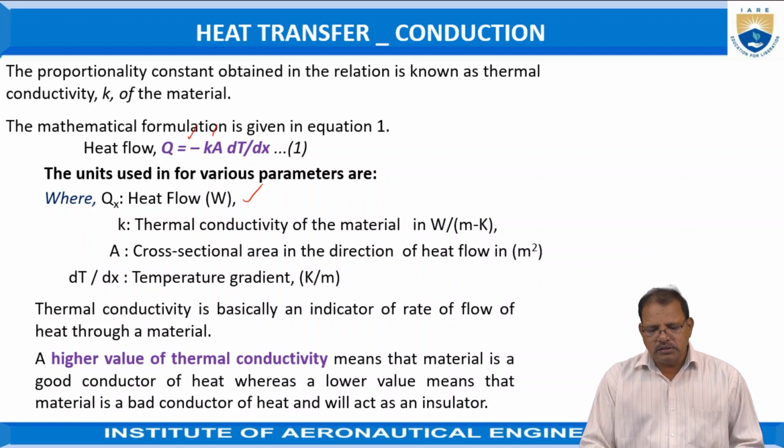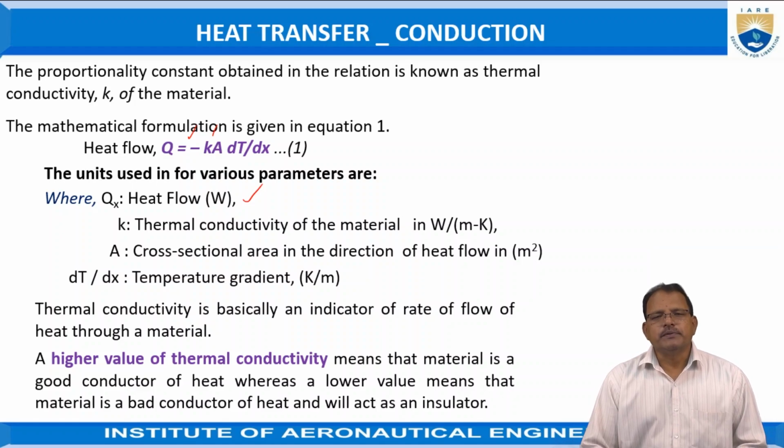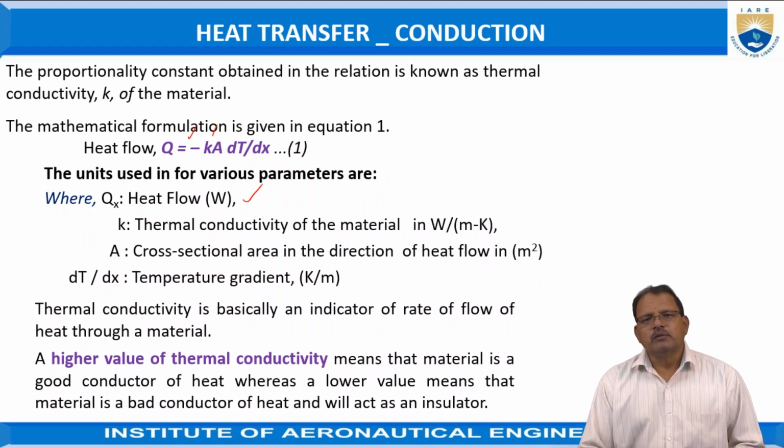Basically, the conductivity represents the flow of heat energy through the material. A higher value of thermal conductivity represents a large amount of heat energy flowing in that body. When the K value is low, the material is treated as a bad conductor. It will not allow the flow of heat energy through it, hence it acts as an insulator.